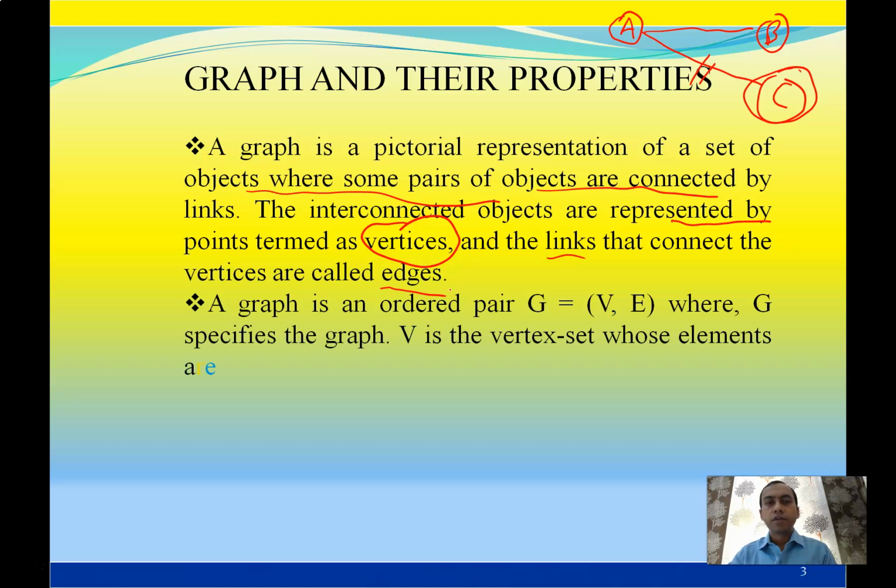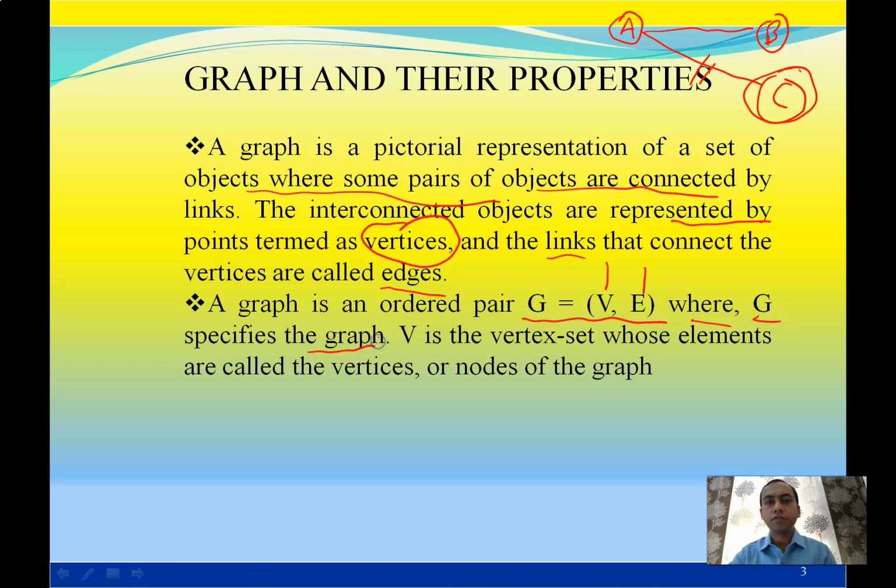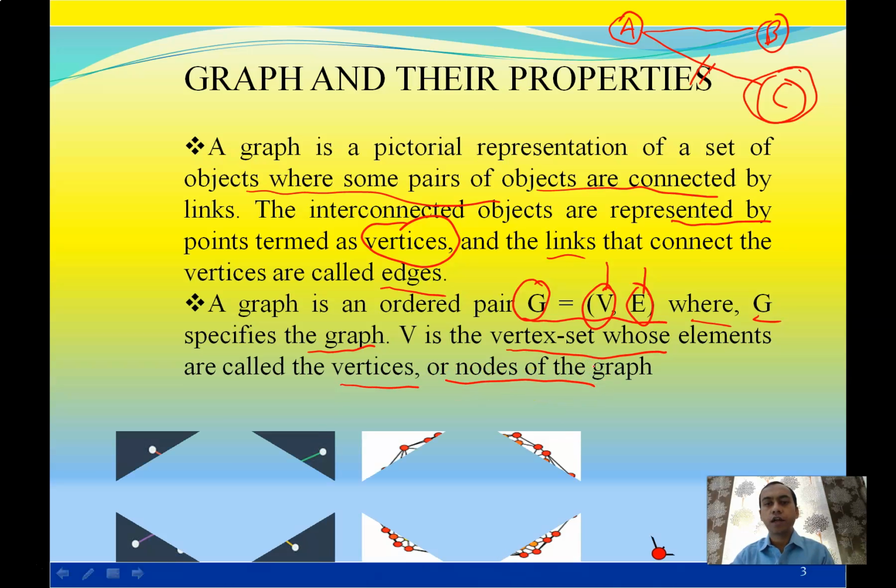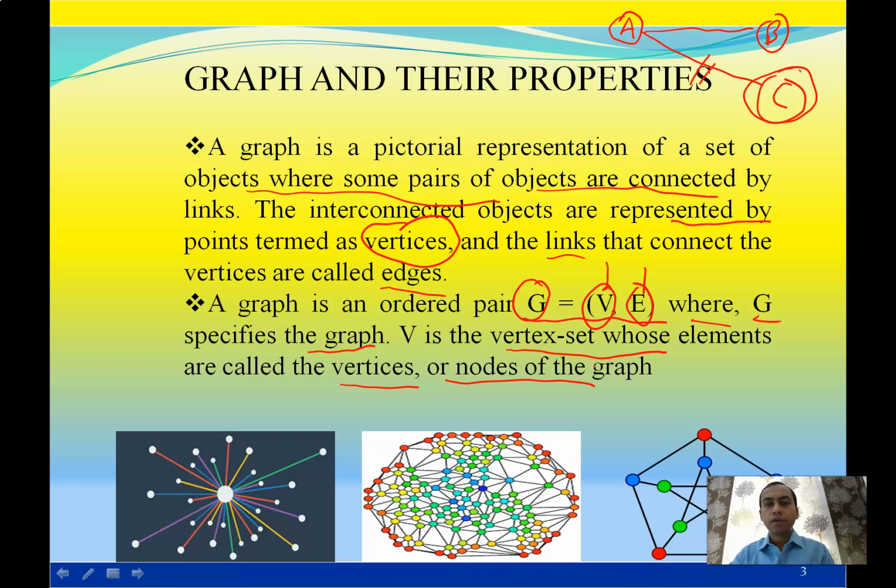A graph is an ordered pair G equal to (V, E). V is for vertex and E is for edge, where G specifies the graph. V is the vertex set whose elements are called the vertices or nodes in a graph. Vertex is also called a node of the graph. Examples of a graph are like that. This is an example of a graph. This is also an example of a graph.